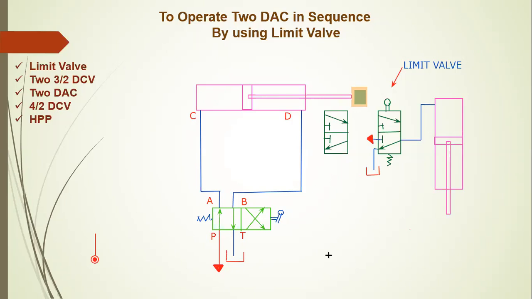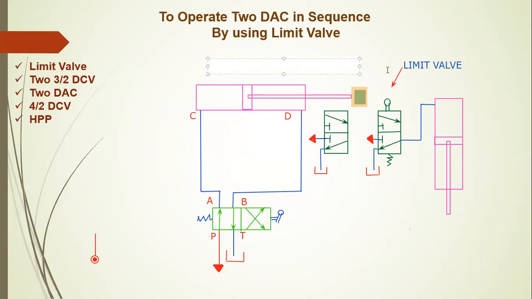Give the complete connection for that. Here give one out from this way and return into the hydraulic tank, and here require one HPP connected to a hydraulic power pack. So here we draw one hydraulic power pack symbol, and here draw one hydraulic tank short symbol to connect the 3 by 2 direction control valve.